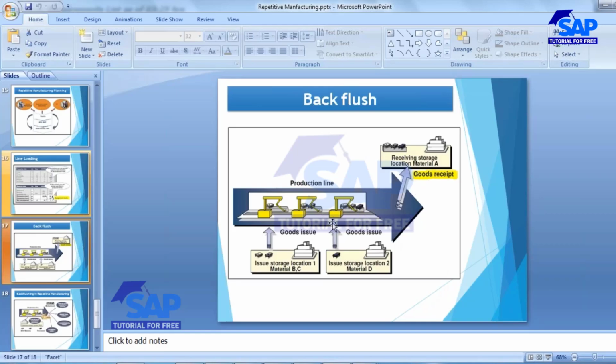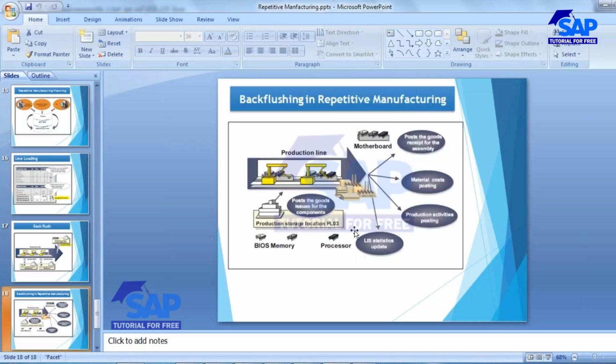So here what happens is most of the time your goods receipt and goods issue will happen simultaneously, because you are continuously producing the product. So most of the time you will be using the backflush function. Goods issue, confirmation, and GR will all be done at the same time using a single transaction, which is called the backflushing transaction. Okay, so once your goods receipt is done, all these activities will take place.